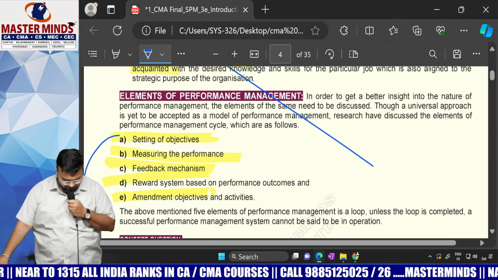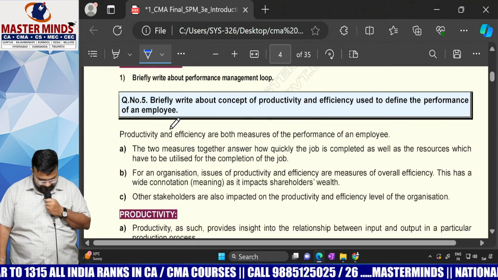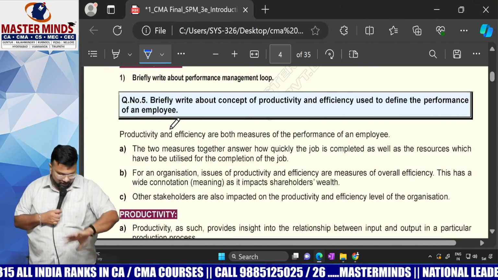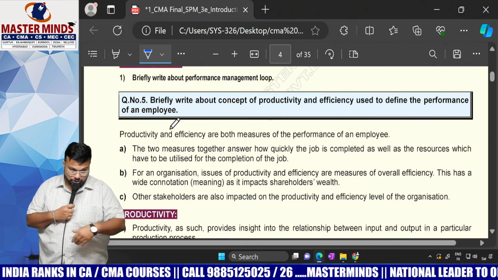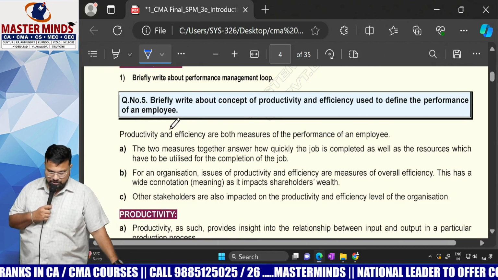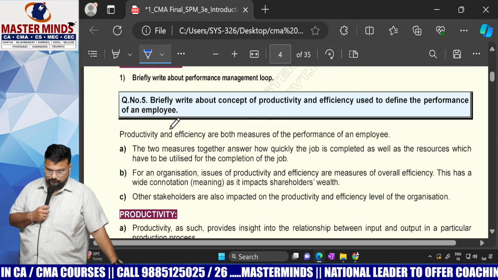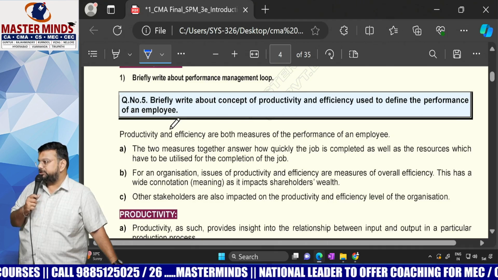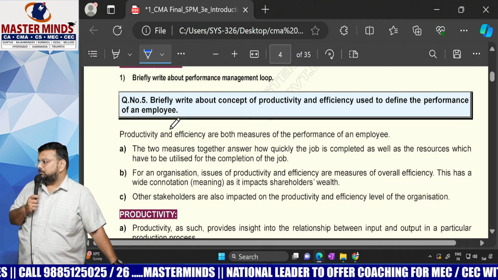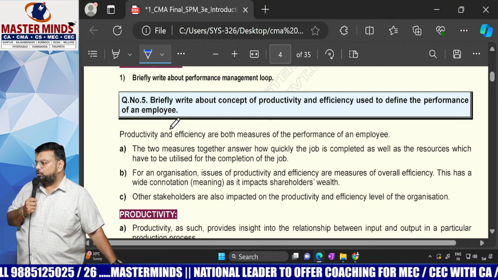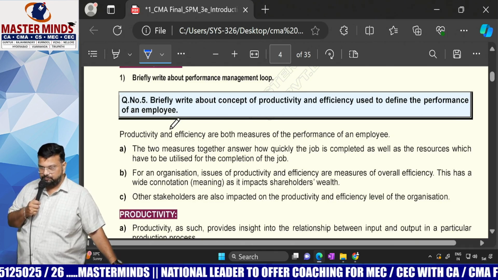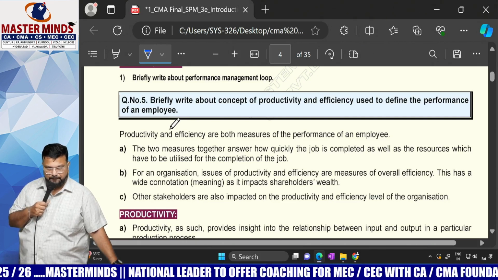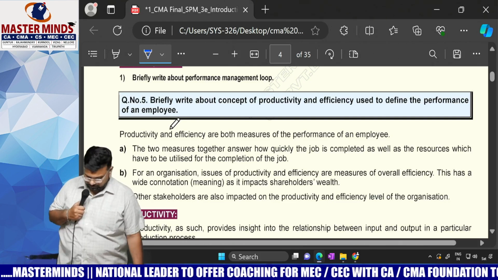So this is about the first 4 questions. Next, question number 5. I will wait for a couple of minutes. Please go through all 4 questions. Make it fast. Just go through some main points, not line by line. No need of going through question number 1. It's very basic. Please go through question number 2 and the difference between appraisal and management.